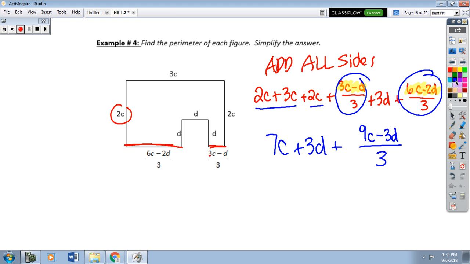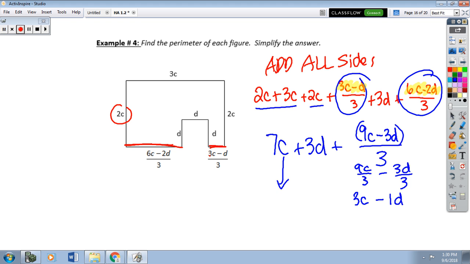Alright, now this big fraction, this is really being grouped, but you can split it into 2 separate fractions or just divide each number by 3. So this is really 9c divided by 3 minus 3d divided by 3. And those numbers divide in nice and evenly. So we get 3c minus 1d.